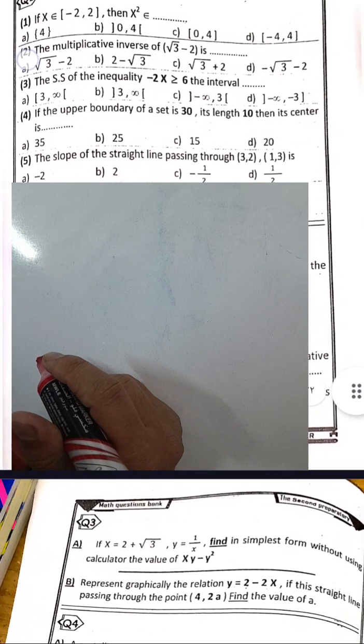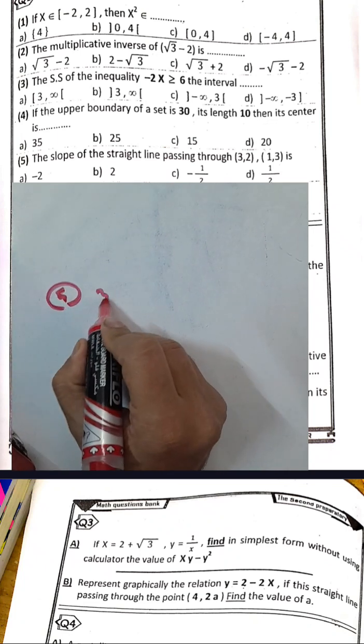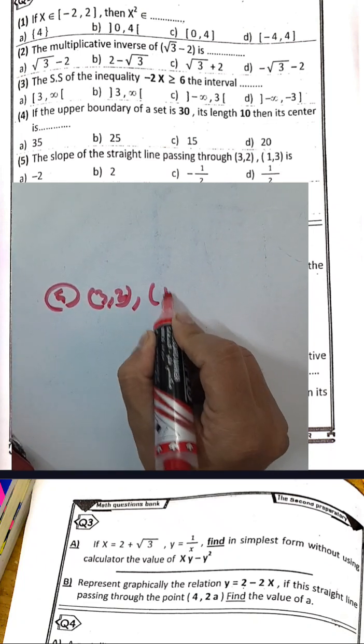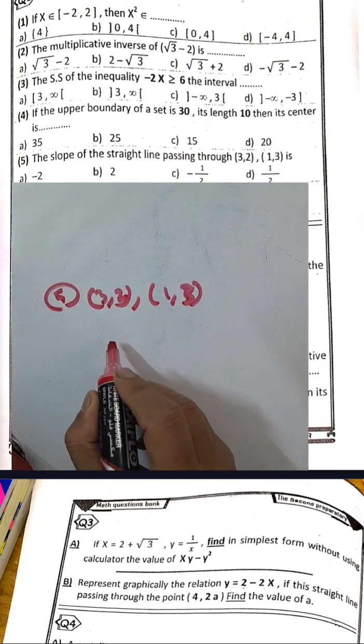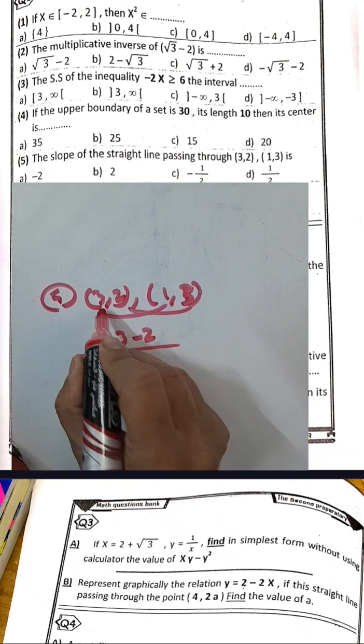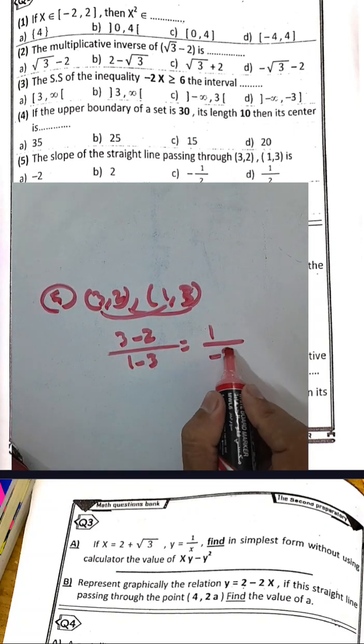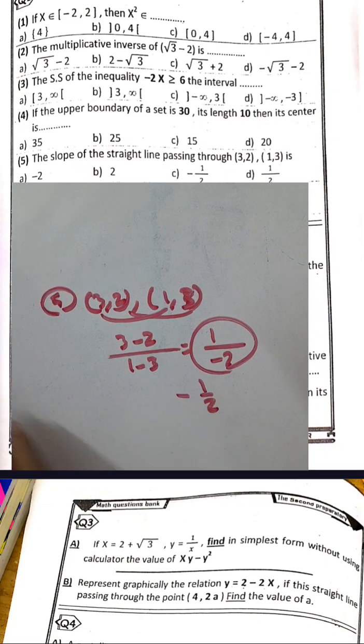Question letter B. The slope of the straight line passing through (3, 2) and (1, 3). We can find the slope: y2 minus y1 over x2 minus x1, 3 minus 2 over 1 minus 3. 3 minus 2 is 1. 1 minus 3 equals negative 2. Then the result will be negative one half.